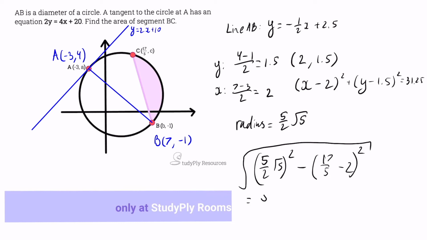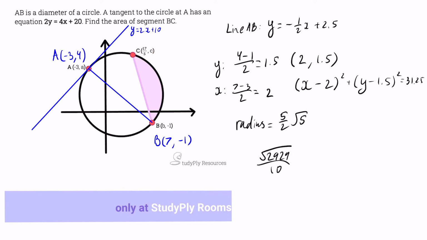And that gives us the answer of square root 2929/10. Great, so this is the height of this triangle here. Now we can basically add this height to the y-coordinate of the center point to find the y-coordinate for C. So finally, the y-coordinate for C is just 1.5 plus square root 2929/10. So C has a coordinate of 17/5 and 1.5 plus square root 2929/10.